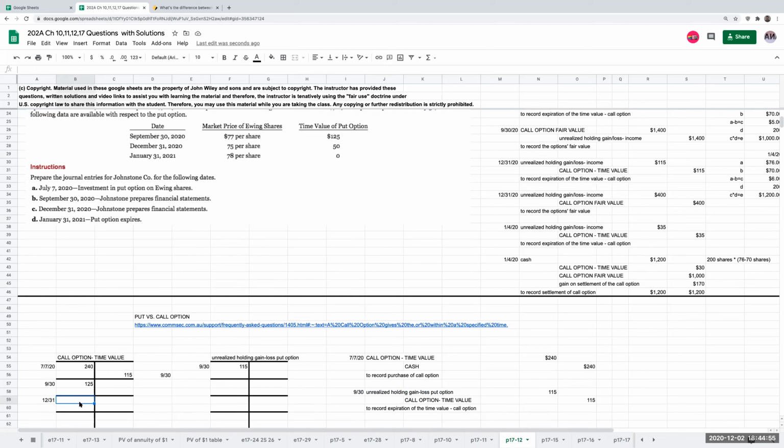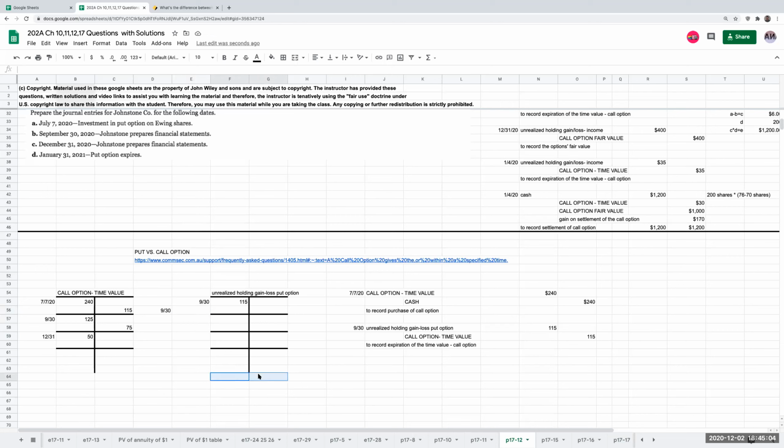So over here on December 31st, it's now at 50. So my adjustment here is going to be 75. Okay, so 12:31. I'm just going to essentially keep on trucking, keep on recording this same entry. And this will be 75 and 75.